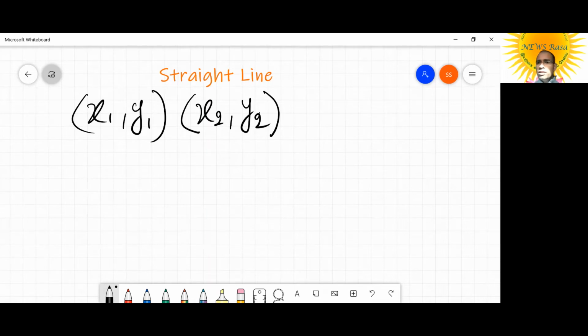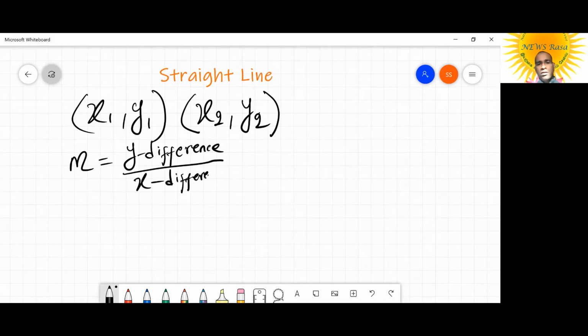So how do we define the gradient, which is m? I'm going to define m as the y difference. Why do we call it the y difference? I will draw the graph and show you in a moment. The y difference is divided by the x difference. In a different way, it is also written as y2 minus y1 over x2 minus x1. So that's the definition for the gradient. Where is this coming from?